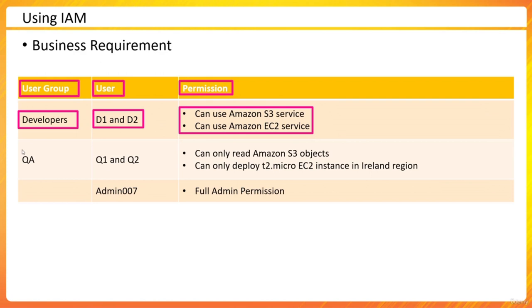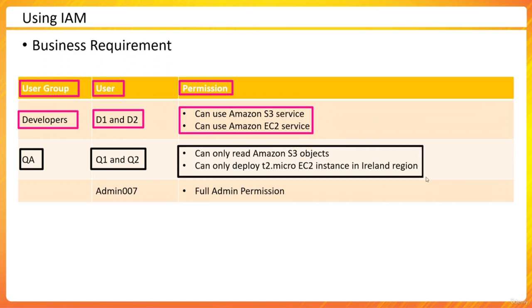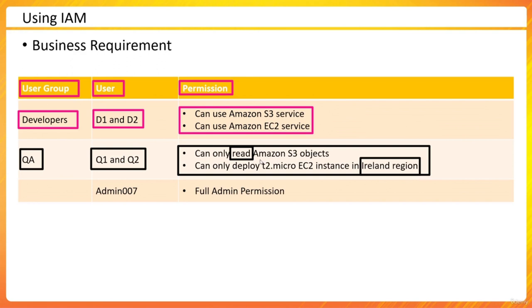On the other hand, I also want a QA group. In that, I would have users Q1 and Q2, and they can only read Amazon S3 objects. So we can be very granular here. We want to allow only read, nothing else. And we want them to deploy a T2.micro EC2 instance in the Ireland region only. Another restriction I want to put: yes, you could deploy T2.micro, but only in Ireland and nothing beyond it.